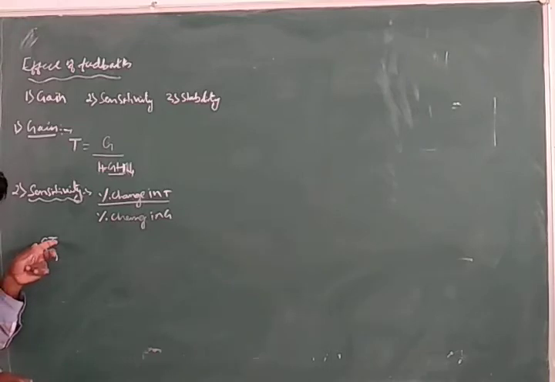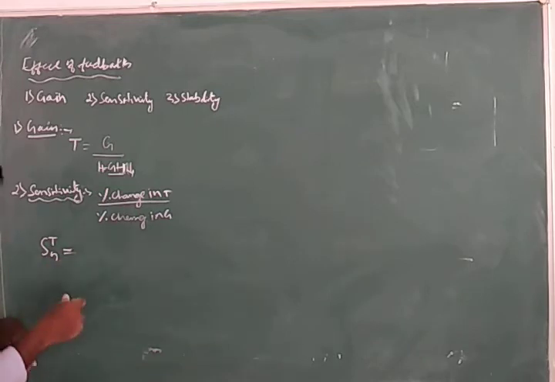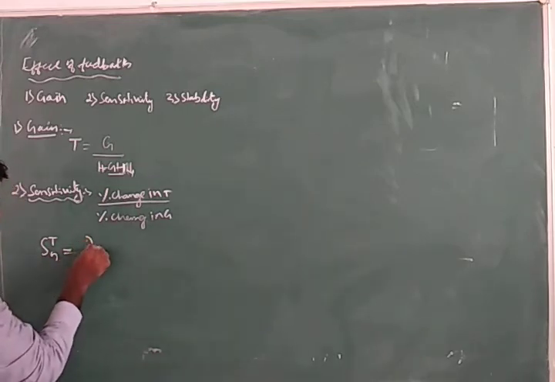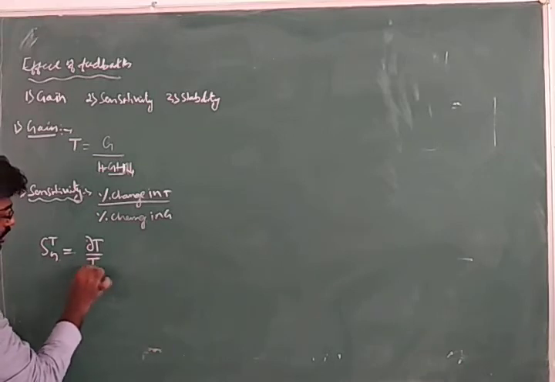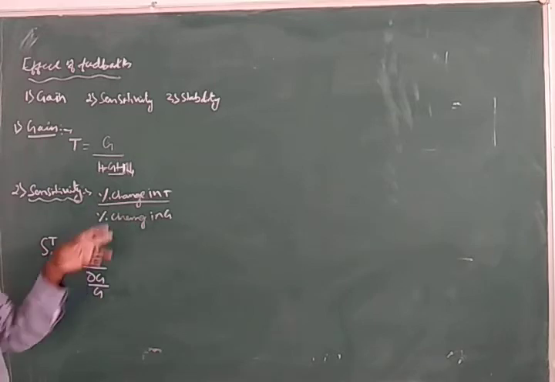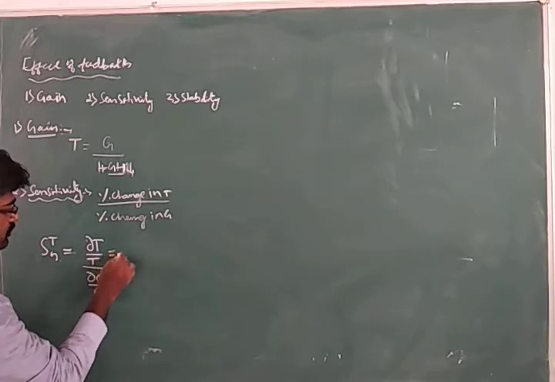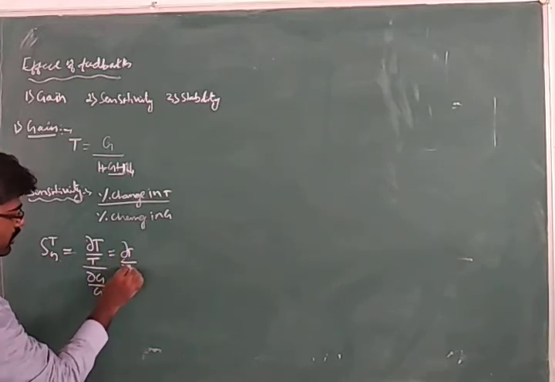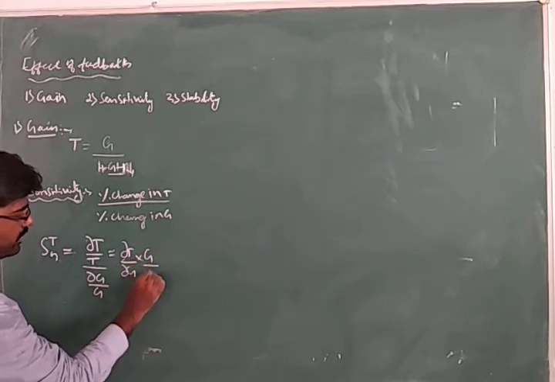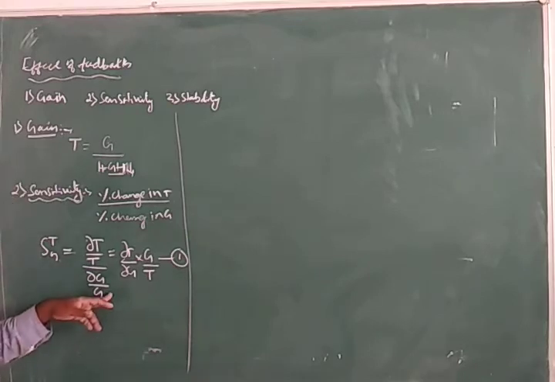Sensitivity of transfer function with respect to gain: the change in transfer function to the change in gain. This is another representation. This is equal to the percentage change in T, which we represent with partial differentiation: dou T divided by T, divided by dou G divided by G. This is the mathematical representation of this definition. This can also be written as dou T by dou G into G divided by T. You call this equation number 1.